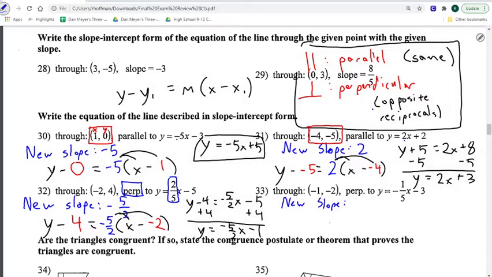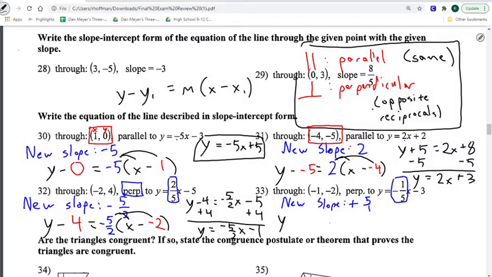And hopefully you figured out that we change our sign, flip our fraction. The slope was a negative, now it's going to be positive. Flip our fraction. So 1 over 5 is going to become 5 over 1, which is just 5. So our slope is now a positive 5. Change the sign, flip the fraction, because we're looking for perpendicular this time.